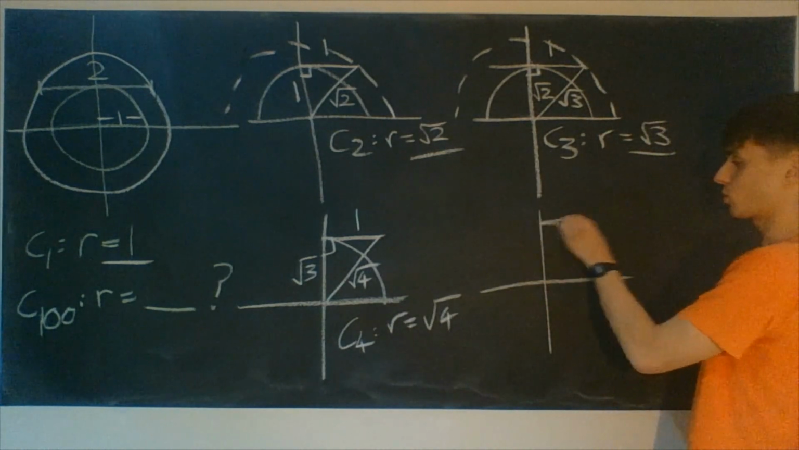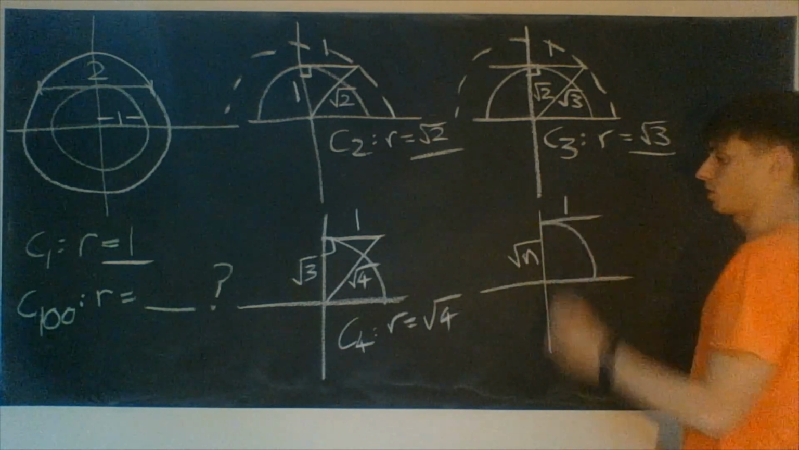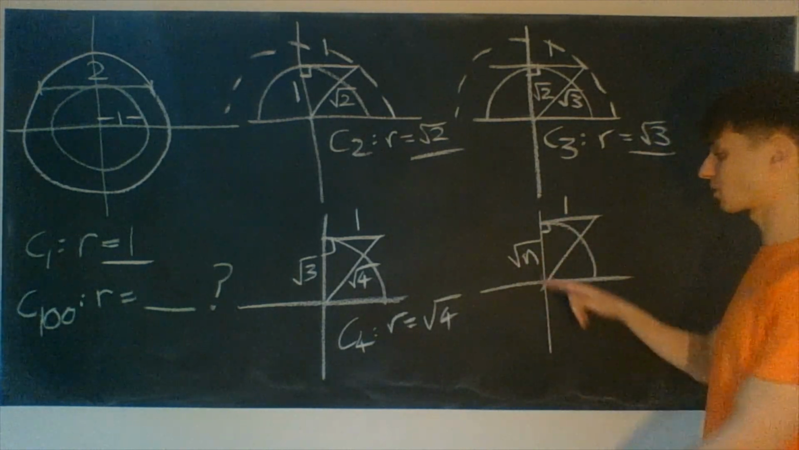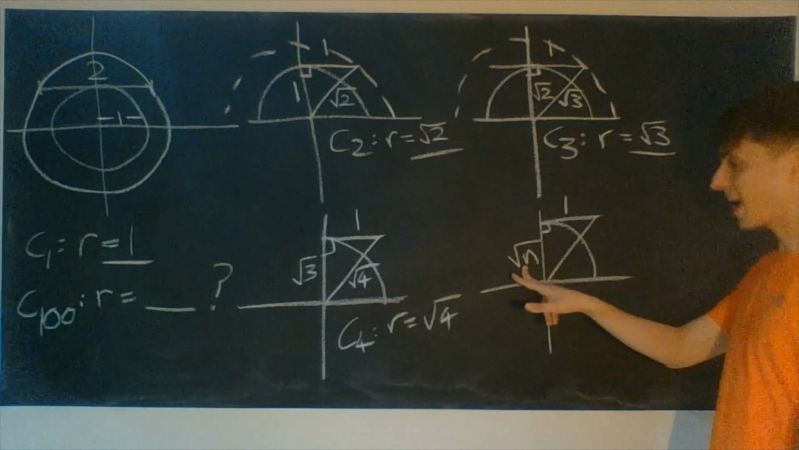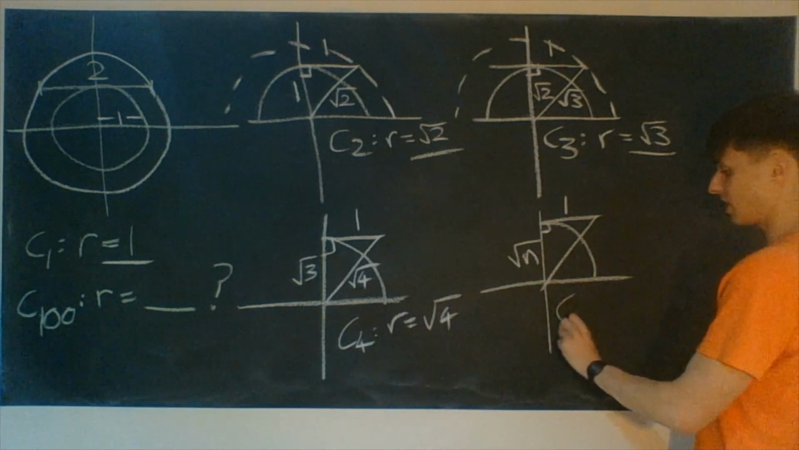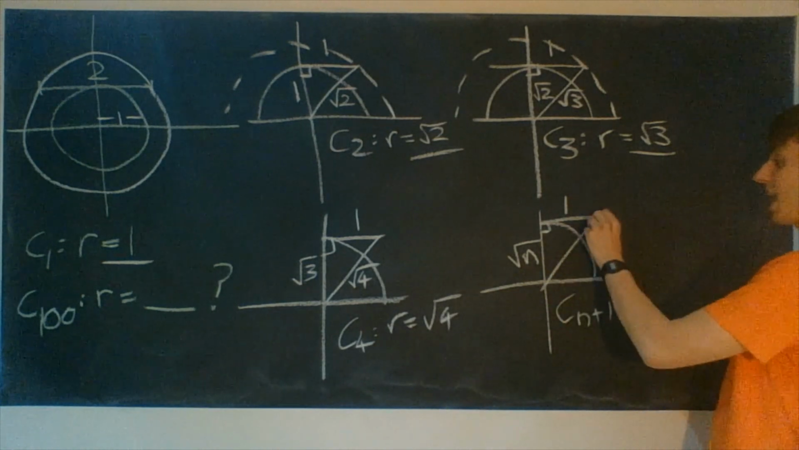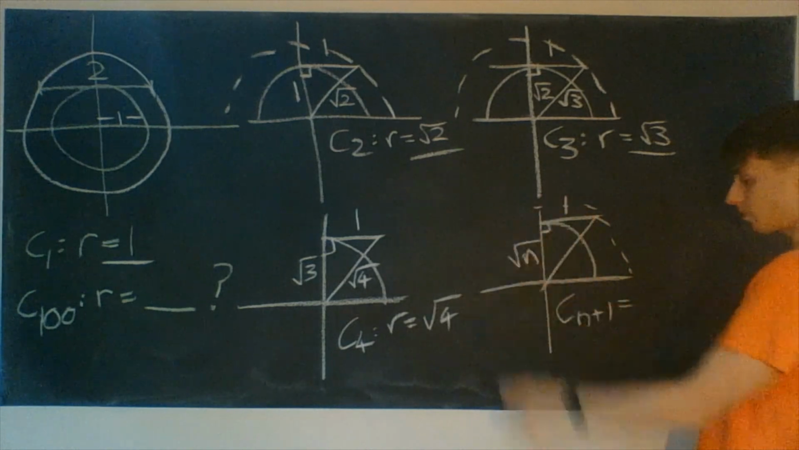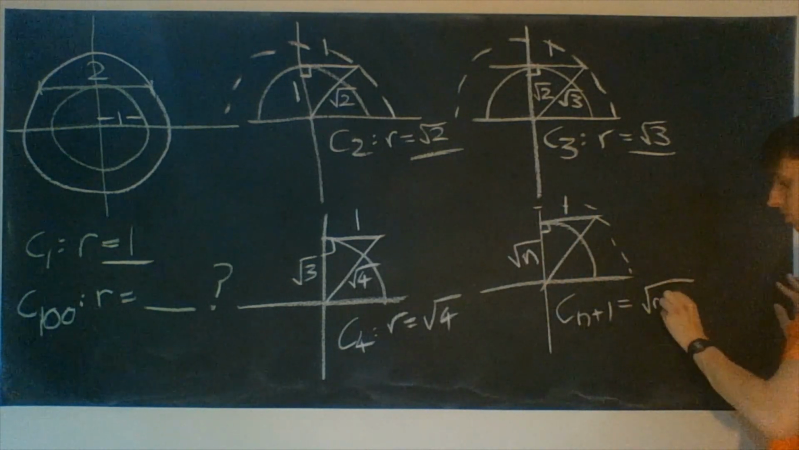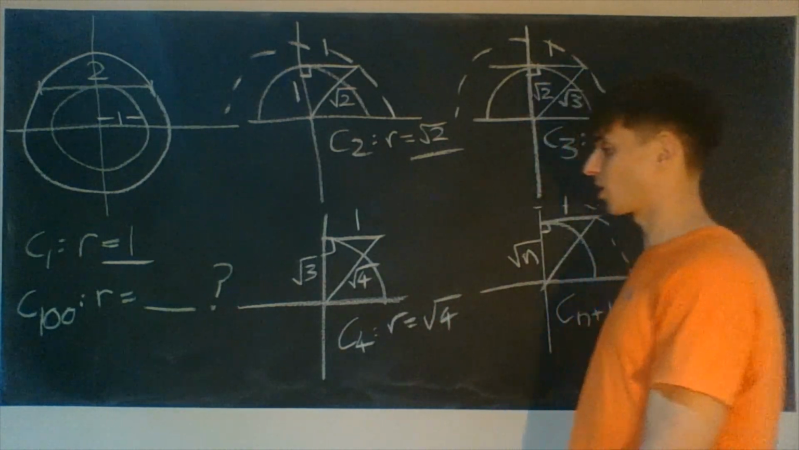If we've got a circle where we've got square root of n, we'll have 1 for half of our tangent. You can see exactly what's going to happen. Square root of n squared gives us n plus our 1 squared. So we'd get C n plus 1. If this was Cn, C n plus 1 will be the square root of n plus 1. We can see exactly how that works then.